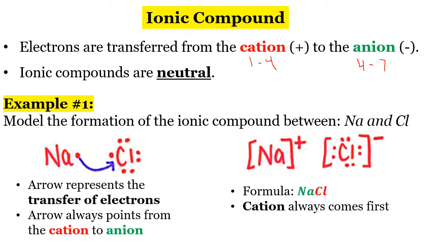So we have the cation who needs to lose the electrons, and we have the anion that needs to gain the electrons. And when you put those together, it is a wonderful match. That is an ionic compound.